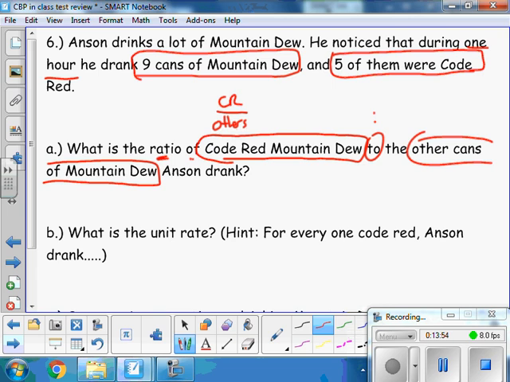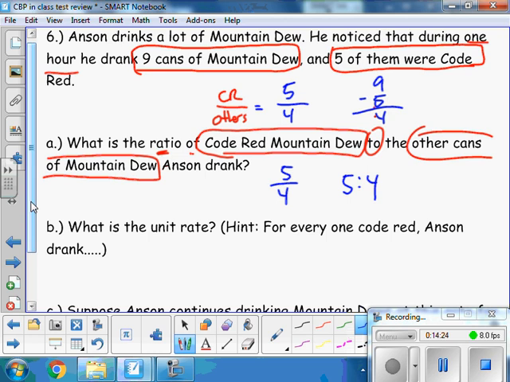So he had how many code reds? He had 5 code reds, and then we want the others. A student might accidentally put 9 down, but 9 represents all of them. We don't want the 9, we want the other cans of Mountain Dew. If it's 9 total, and he drank 5 of them, that would be a total of 4. So it's a 5-to-4 ratio of code red to the other cans. That tells us he drinks more code red than the other ones.